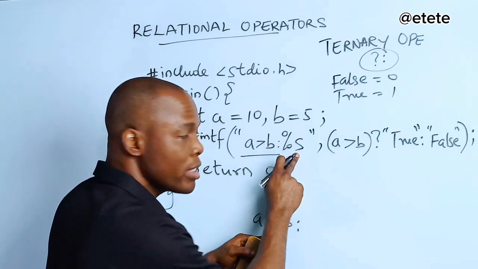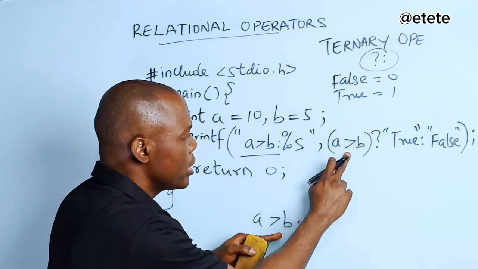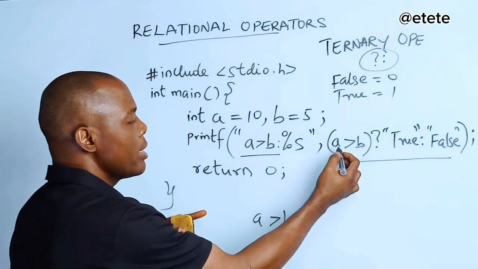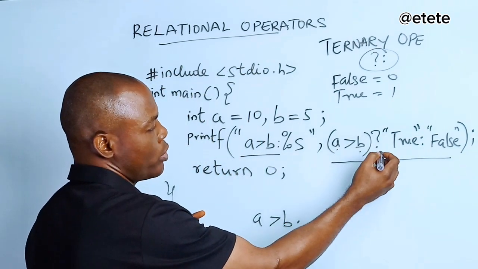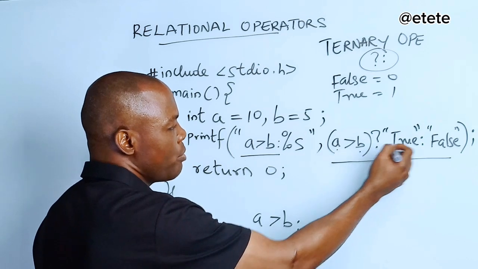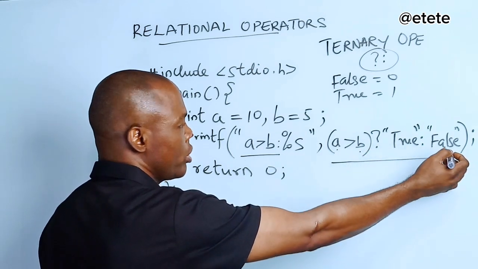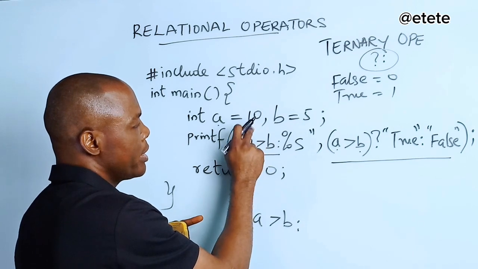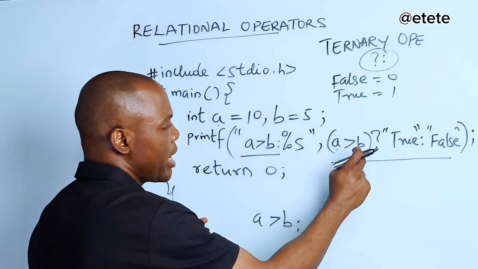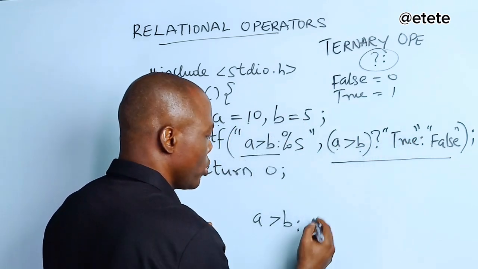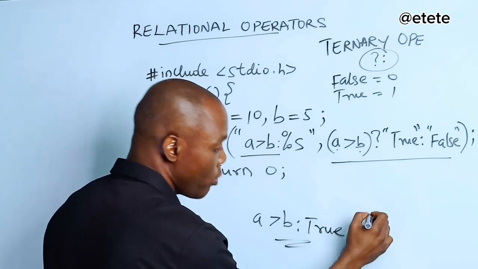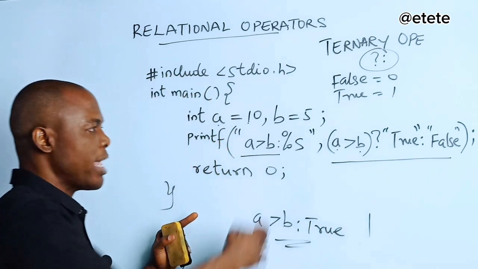So it's expecting something here. This is the main statement that is asking: is A greater than B? That is the question. If A is greater than B, it will return true. Else, it will return false. So it will check A is greater than B. A is 10, B is 5. A is greater than B, so this is true. It will return true. So instead of returning 1, it will return true. That's what I want to achieve.